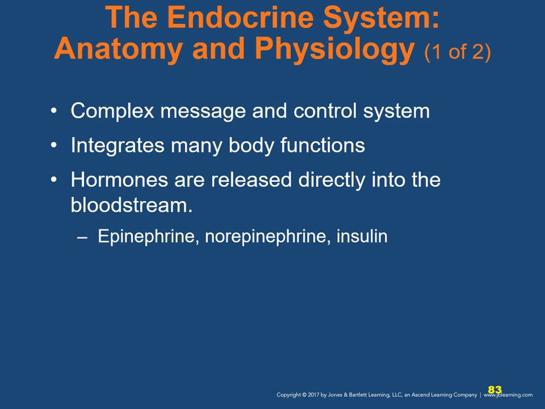Now we're going to discuss the endocrine system, anatomy, and physiology. The endocrine system is a complex message and control system and integrates many body functions. It has endocrine glands that release hormones directly into the bloodstream. Some examples are epinephrine, norepinephrine, and insulin. And each endocrine gland produces one or more hormones.